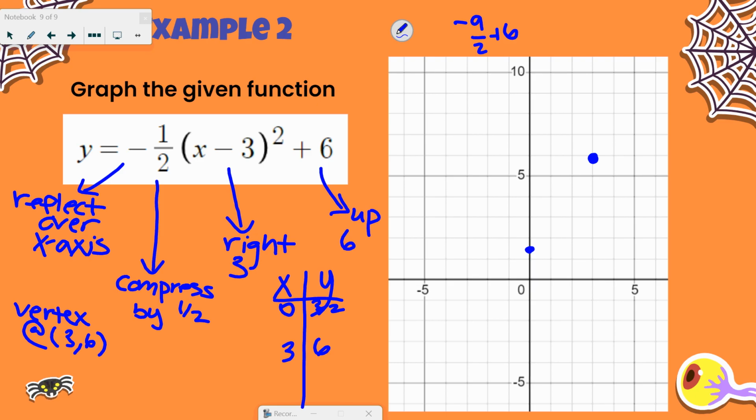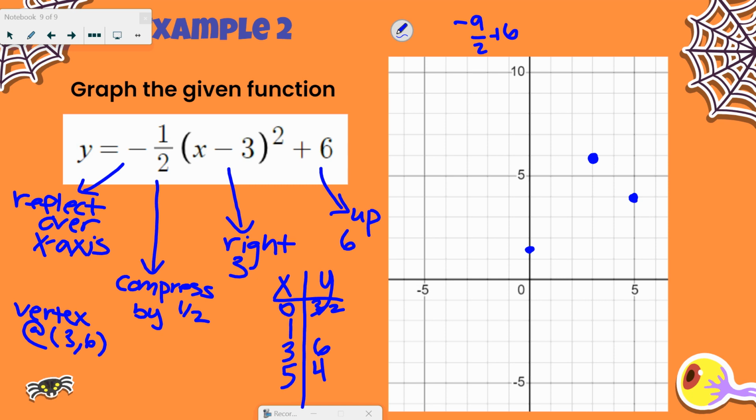All right, what's another good point? That one gave me not quite a good output, right? What could I input that would give a nice whole number output? What do you think, Yoda? All right, I heard you say 5. Let's go with 5. And you also said 1. So if I input 5, think about 5 minus 3. I know 2. 2 squared is going to be 4. 4 times negative a half is going to be negative 2. What's negative 2 plus 6? Negative 2 plus 6 is 4. So I'm going to have the point 5, 4.